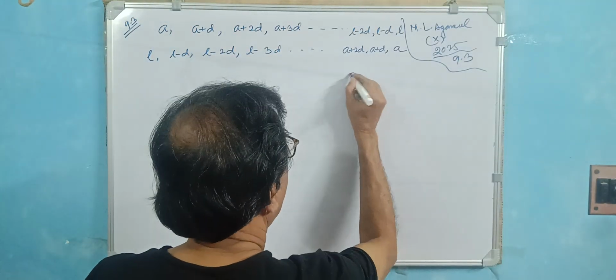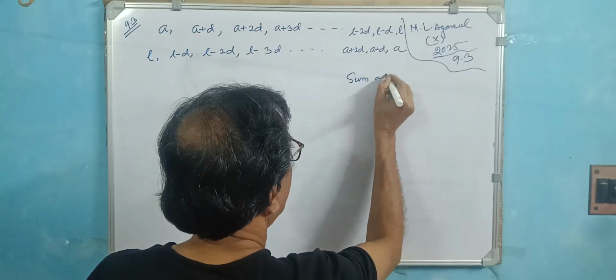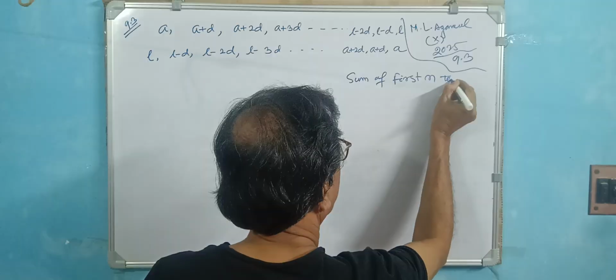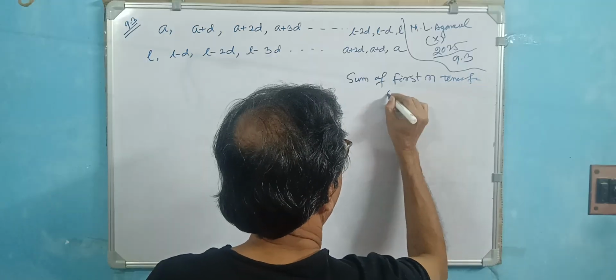The formula is the sum of the first n terms of an AP.